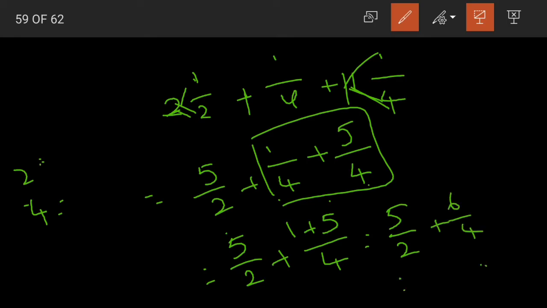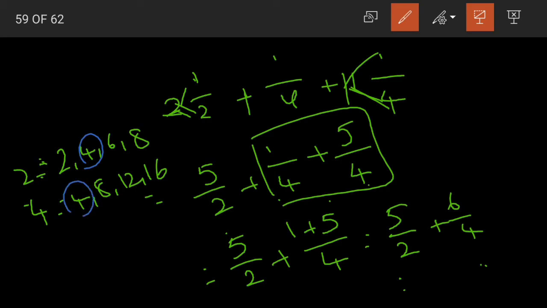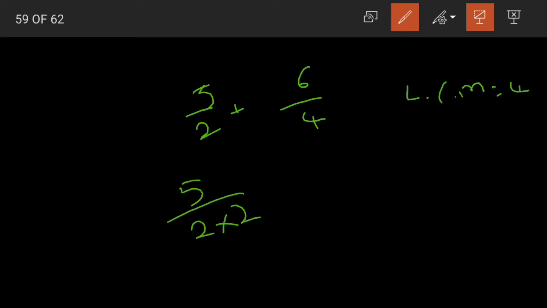Now we are having only two fractions, 5 by 2 and 6 by 4, of which we have to find out the sum. What are the LCM multiples of 2 and 4? We have 2, 4, 6, 8, and for 4 we have 4, 8, 12, 16. What is the least common one here? 4 is the least common multiple. Yes, so 5 by 2 and 6 by 4, LCM is 4. So here we have to multiply 2 by 2 to get our 4, and then for 6 by 4 we are already having 4 in the denominator, so we will just multiply with 1.